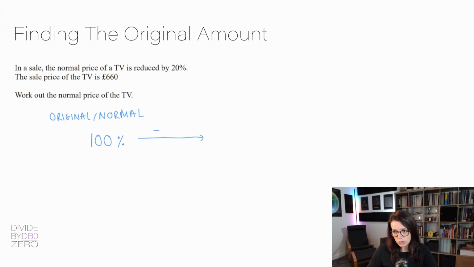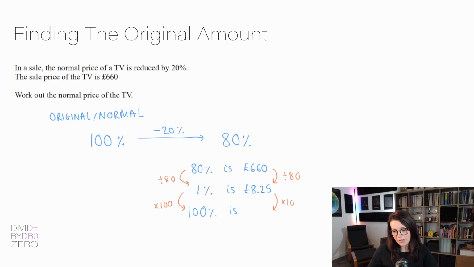So in this case, there's a 20% reduction, meaning we're left with 80%. We're told that the sale price of the TV is £660. So that 80% that we're left with is worth £660. Now we need to work backwards to work out what the 100% is, so what the original or normal price is. To do that, I like to work out 1% first, by just dividing by 80 in this case, and that would give £8.25. And then to get up to 100%, we just need to times by 100, and that would give us £825. So that is the original or normal price of the TV.